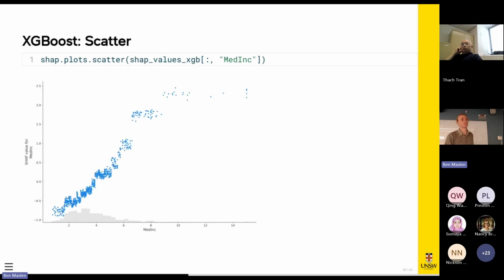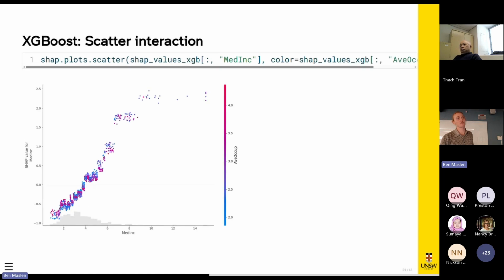There's vertical variation now, and we're getting that vertical differentiation because of interactions in our model. Okay, and we can have a look at some of these interactions by coloring those points based on the feature values of other features in our model. So right now I'm going to color the SHAP values by the average number of occupants in a house. And so the red points, there are more occupants in a house. The blue points, there are fewer occupants in the house.